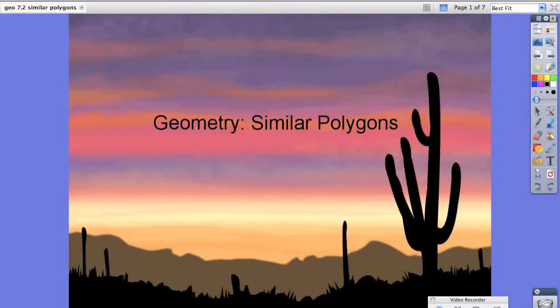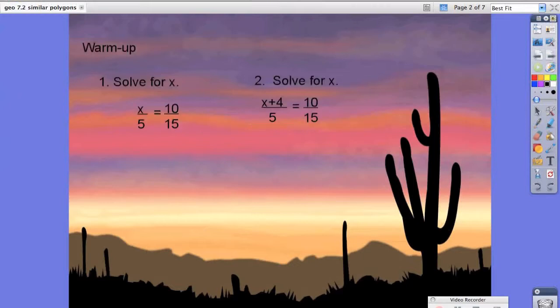Hello students, today in your geometry class, you're going to be working on similar polygons. So let's work on a couple quick practice problems. For number one, work on number one and work on number two. Hopefully you've paused your screen and now you're just checking for answers.